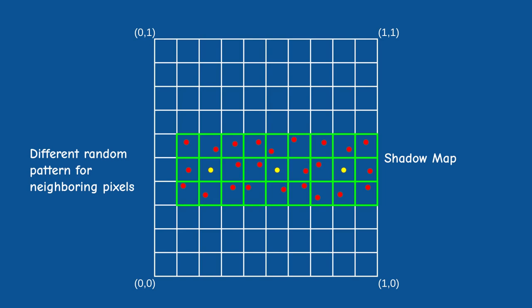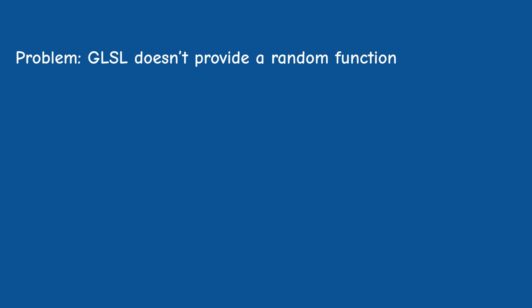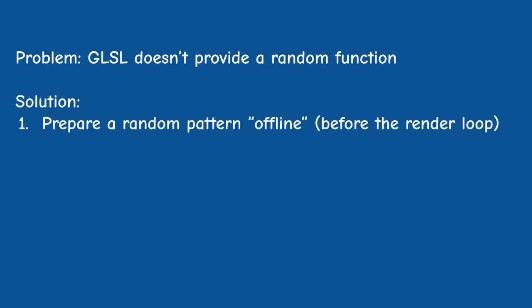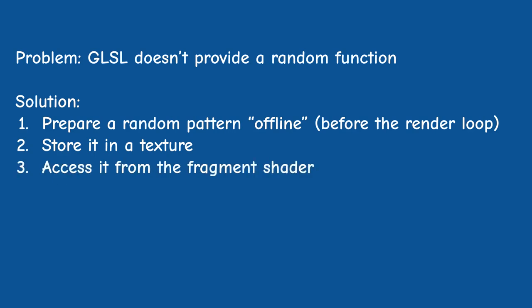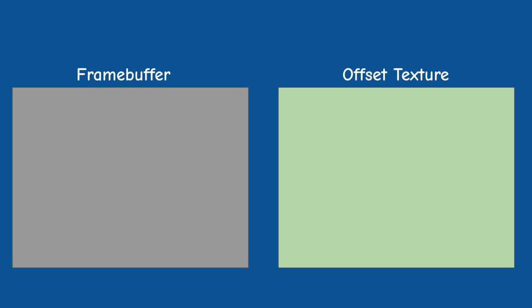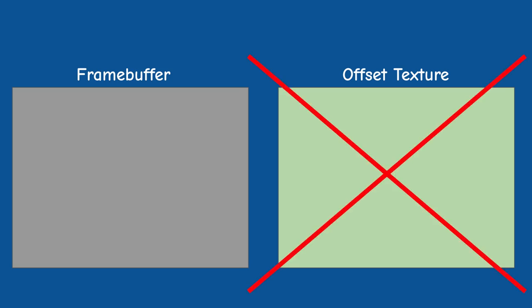Now, here's the problem. GLSL doesn't provide an internal random function. Therefore, we're going to prepare a random pattern offline on the CPU before the program actually starts running and use it in our fragment shader. The pattern will be stored in its own texture, which will make it available to the fragment shader. Now, we could theoretically prepare a random pattern for every pixel in the frame buffer, but in practice it will be too much of an overhead.